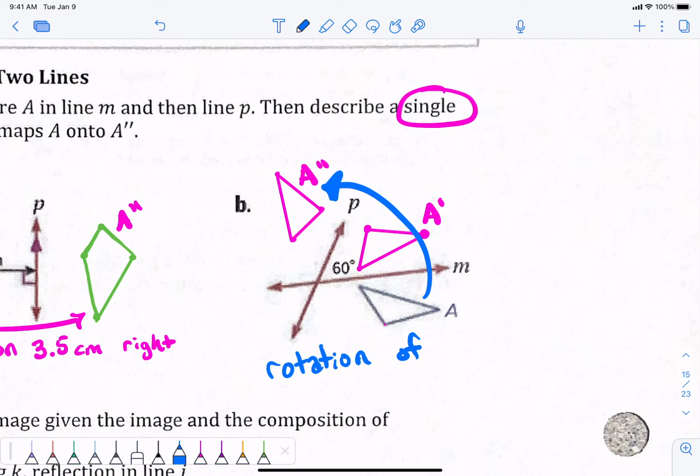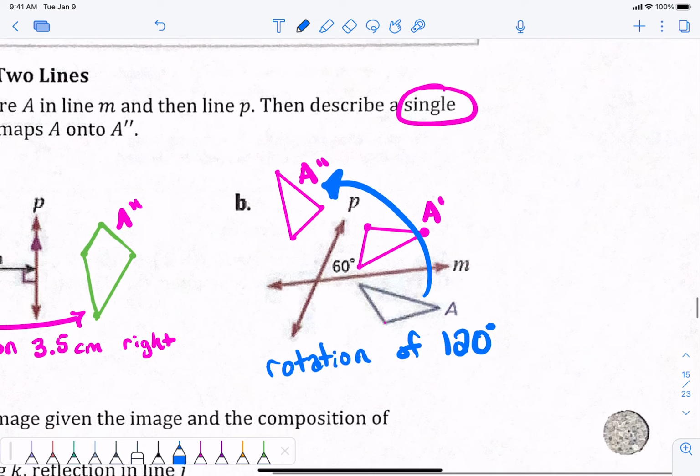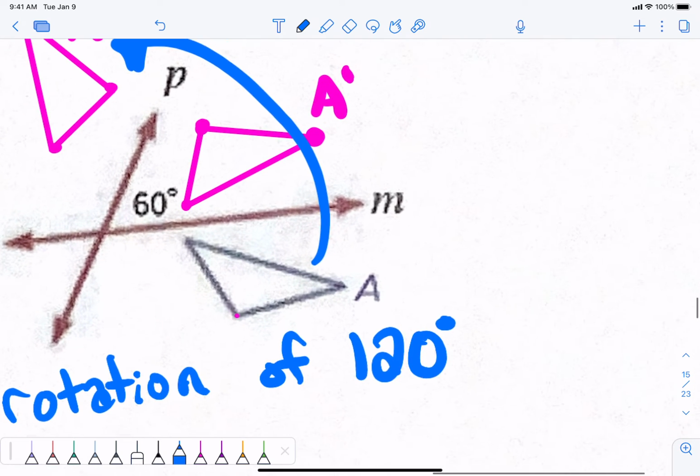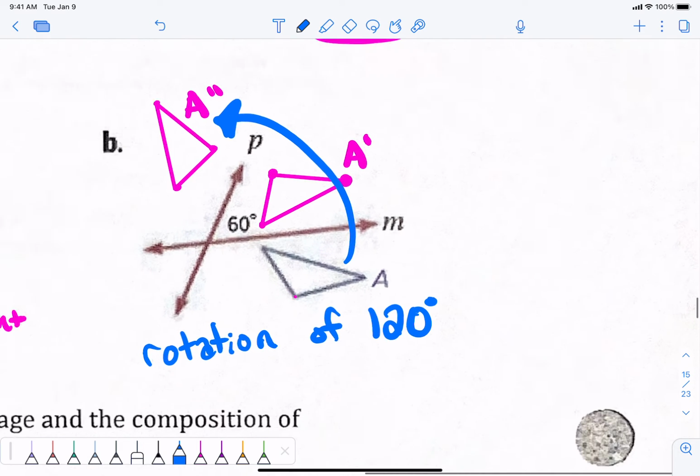Look at the angle that we have. That's a 60-degree angle in between those two lines. So 120. A rotation of 120 is always double the amount, right? Because it's going to be a little bit more than 60 degrees. But it's going to be a rotation of 120.